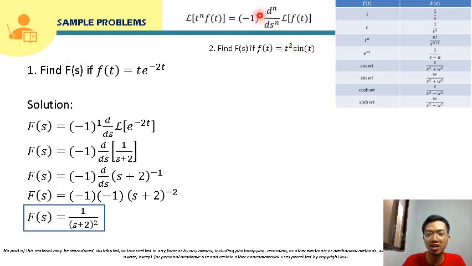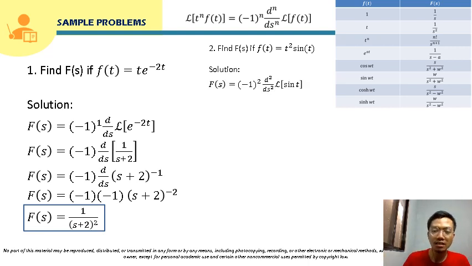If we apply our formula, our n will be 2, and again our f of t here will be sine t. To solve this, we just substitute that, and this will become negative 1 squared, and then the derivative of the Laplace transform of sine t with respect to s with order 2.